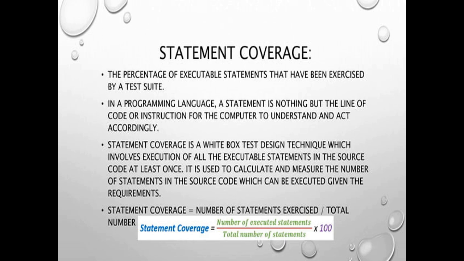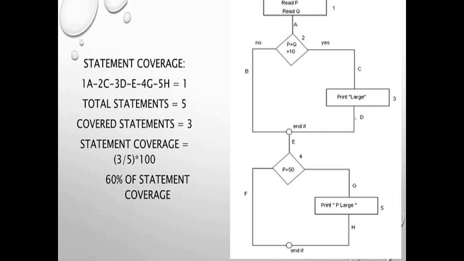So this is the formula for statement coverage: the number of executed statements divided by the total number of statements, multiplied by 100. This is the percentage. Understand? So statement coverage deals with the executed statements relative to the total number of statements. For example, you can look into the graph for statement coverage, this 1A.